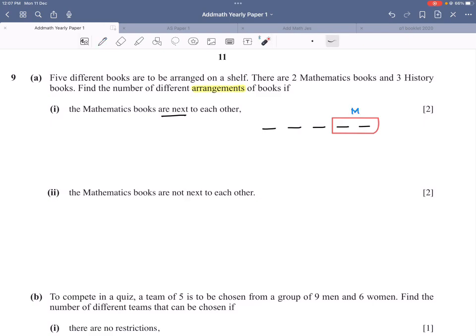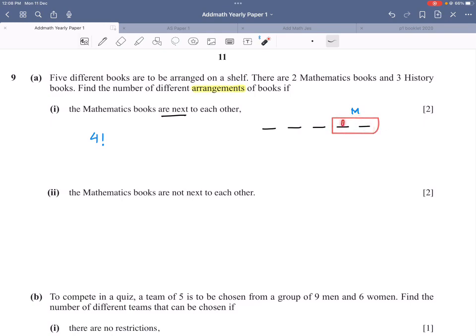Now this box can be placed in 4 places, right? 1, 2, 3, and the 4, the box itself. Now the box can be from this point to this point, right? Box can be here, box can be here. So there are 4 factorial ways for the box. And now if we observe, in that box these 2 books can be shuffled as well.